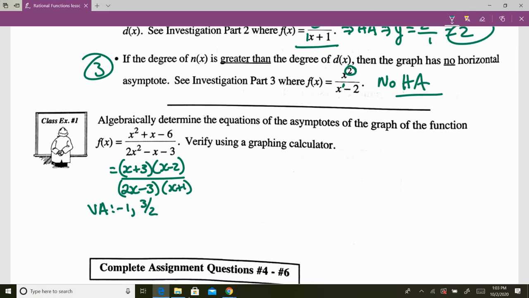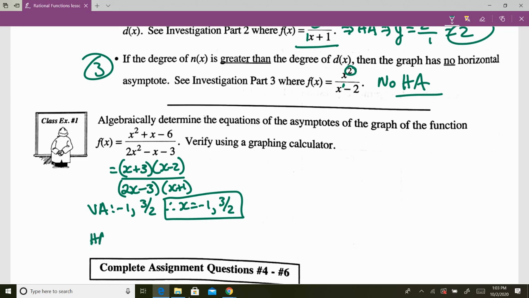-1 and 3/2. Or we have vertical asymptotes at x is equal to -1 and 3/2. There they are. Okay, you can have multiple vertical asymptotes. If you had 3 factors, you'd have 3. If you had 10 factors in the denominator, you'd have 10 vertical asymptotes. Okay?